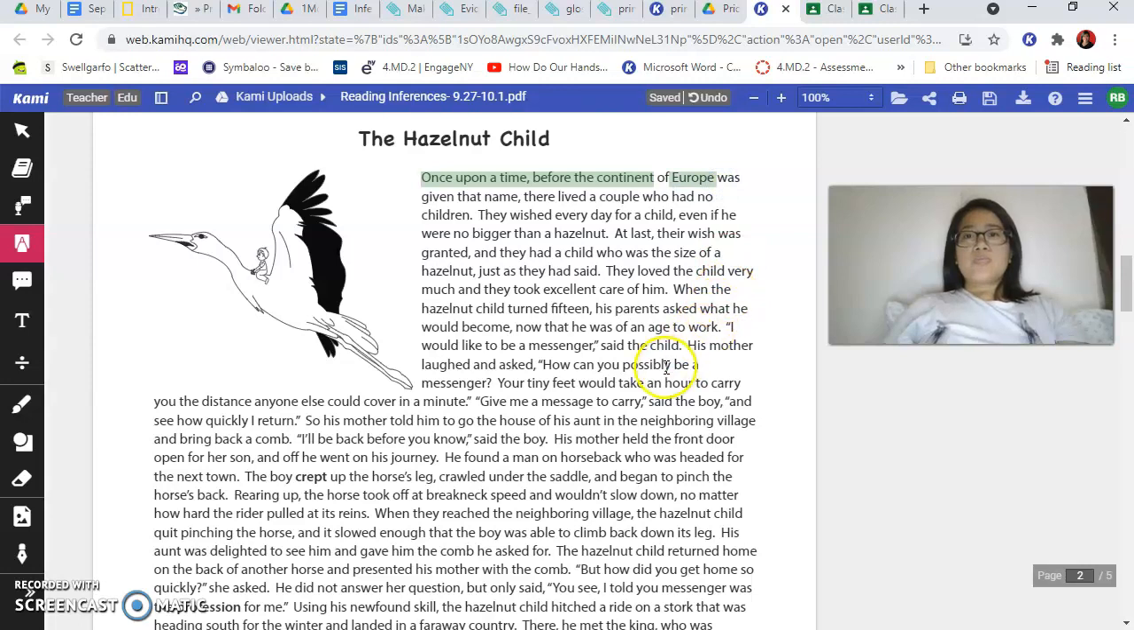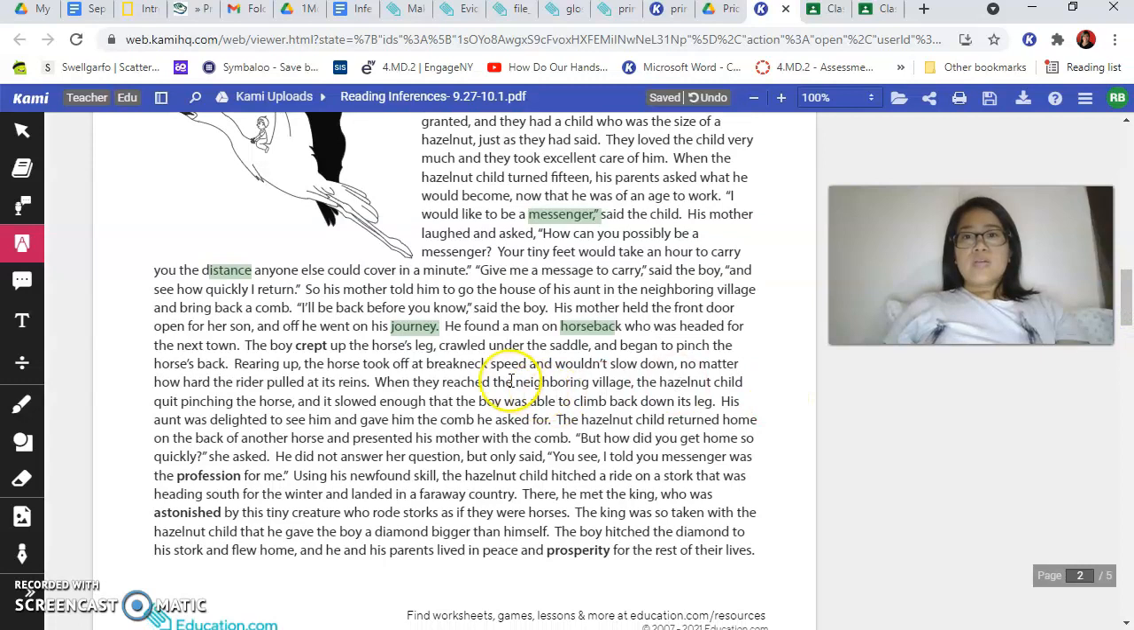This would be Europe, hazelnut, messenger, distance, journey, horseback, neighboring, delighted, profession, hitched, far away, astonished, diamond, stork, prosperity.